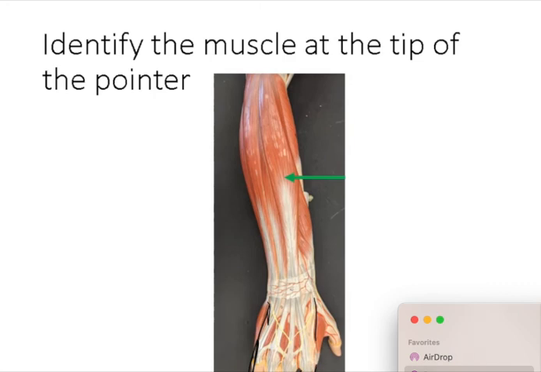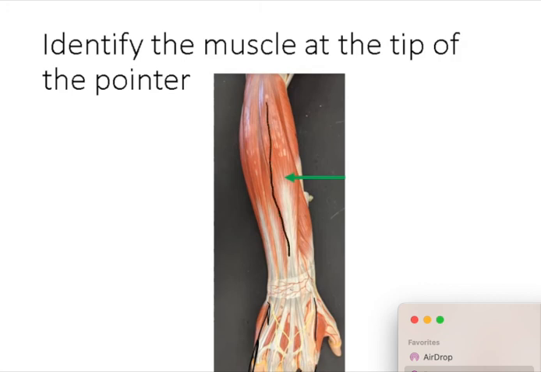When we look at the forearm here, we have two different compartments: the flexor compartment, which is on the palm side, and then the extensor compartment, which is on the dorsal side of the hand, or the back of the hand. When you extend the wrist, you use the muscles in the back of your hand, and when you flex, you use the muscles in the front. So flexors in the front, extensors in the back.